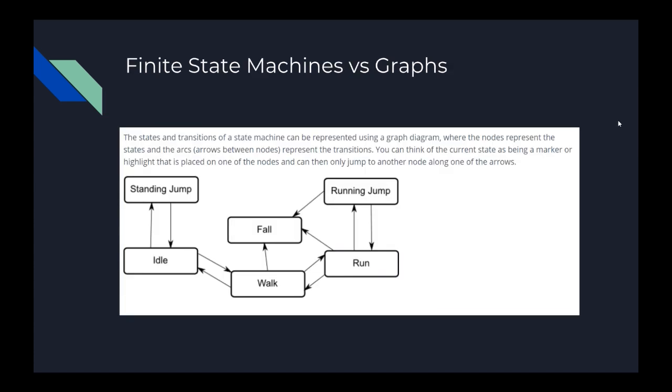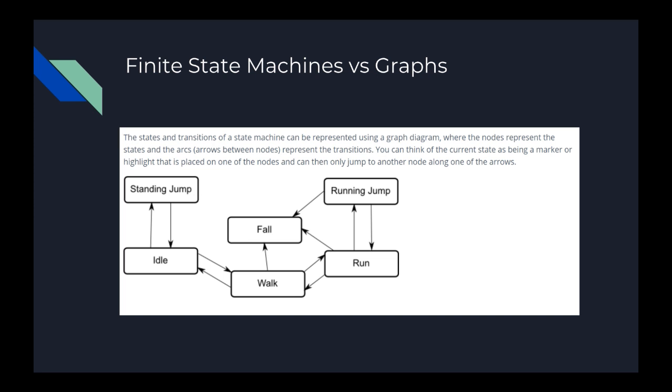So, finite state machines versus graphs. There is not really much of a difference. Essentially, a finite state machine is just a graphical representation of a directed graph. And then behind the scenes, you wouldn't really build out a full graph data structure to use a finite state machine. You'd basically just define the states and then how they transition into other states. But when you represent it on a piece of paper or draw it out, it is a graph.